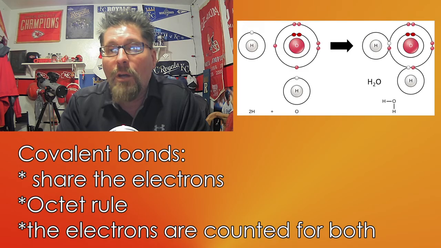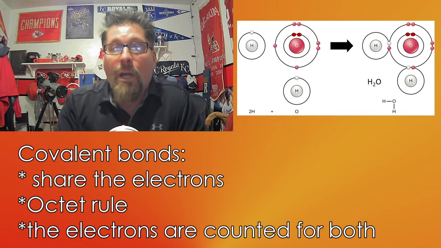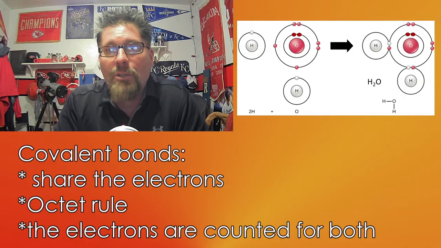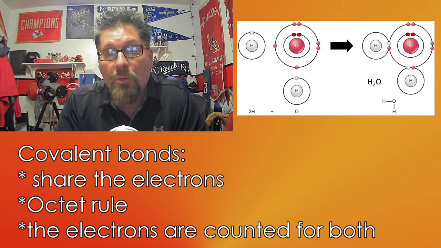hopefully you know that they are looking to fill their outer shells. They're looking to meet the octet rule. But covalent bonds are tricky. If you've been in a chemistry class, you understand what's about to happen. But when it comes to the octet rule, you've got to remember the electrons are counted for both.